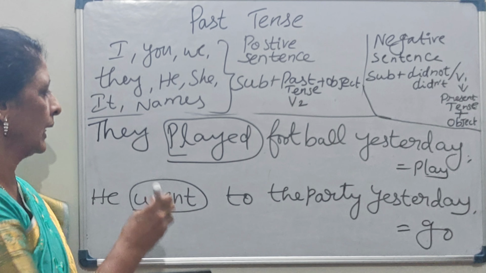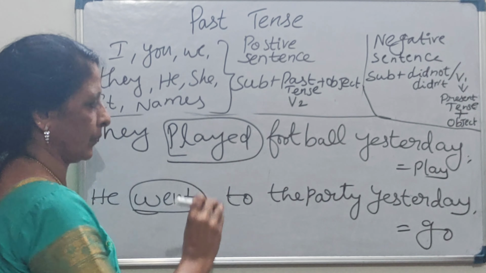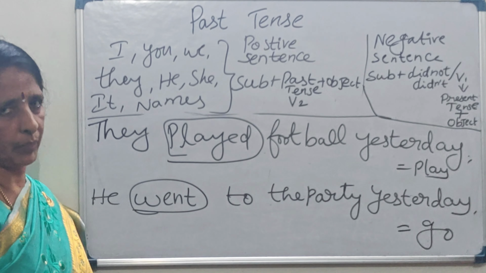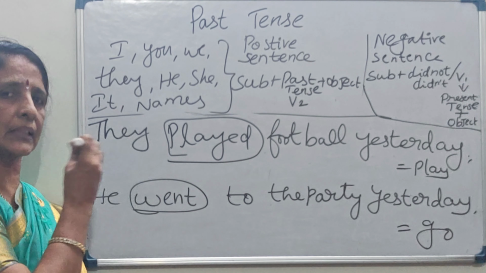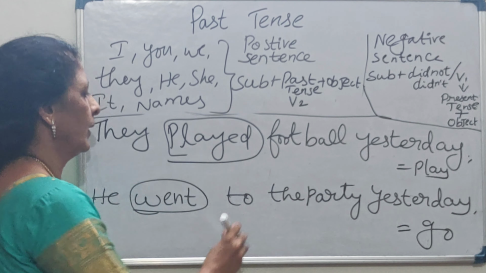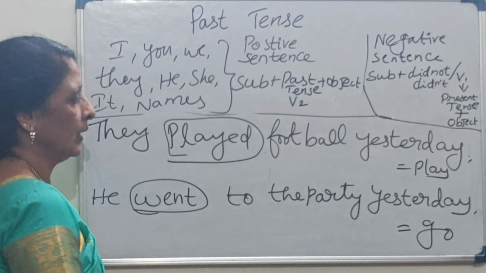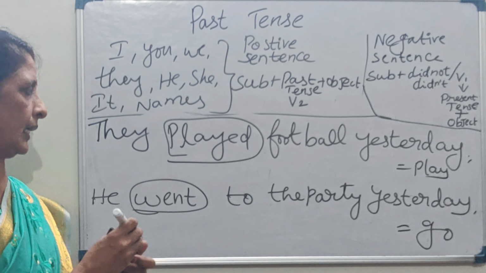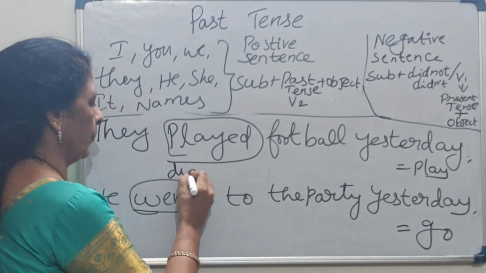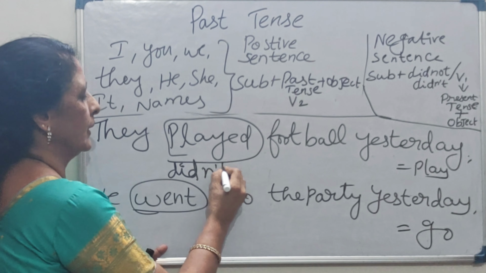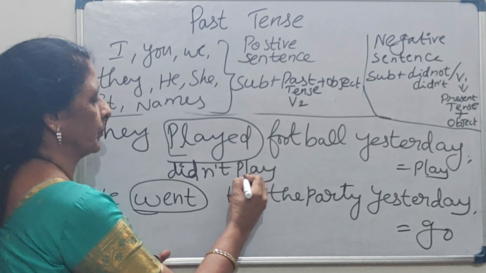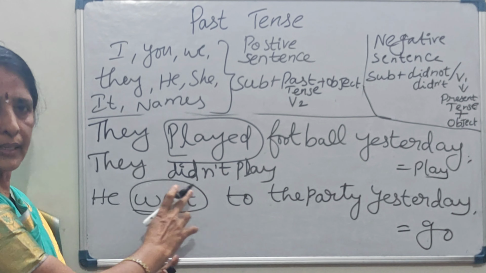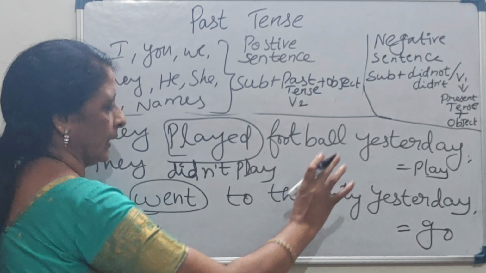You see in this, they played football yesterday. If yesterday comes, we know that the action was completed in the past. Okay. Yesterday. They played football yesterday. Okay, if you want to say this one in a negative sentence, they didn't play. They didn't play football yesterday. Okay.